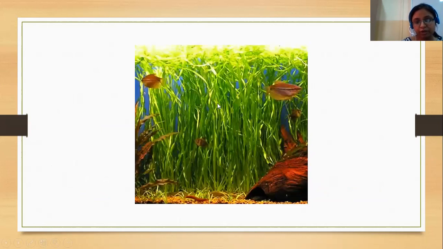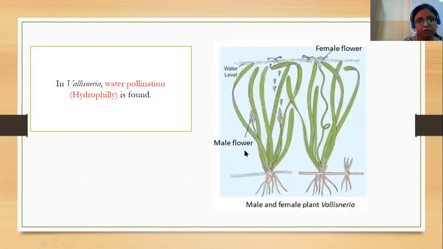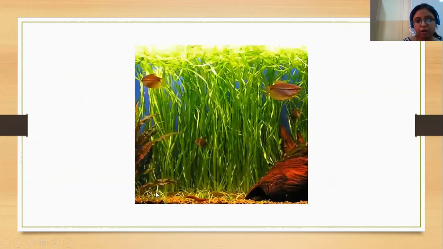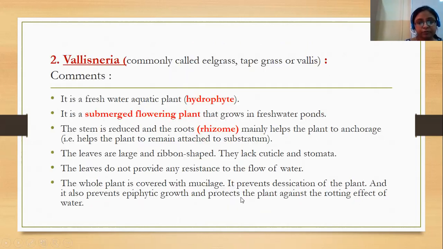You cannot see the stem at all, only leaves you can see. So in this particular plant, the stem is very reduced, and the roots are in the form of the rhizome. So with the help of this rhizome, they remain attached to the soil, and this soil is found at the bottom of this pond. So here you can see with the help of these rhizomes, or the roots, they remain attached to the soil that is found at the base of this pond.